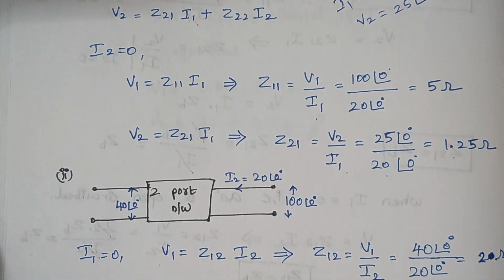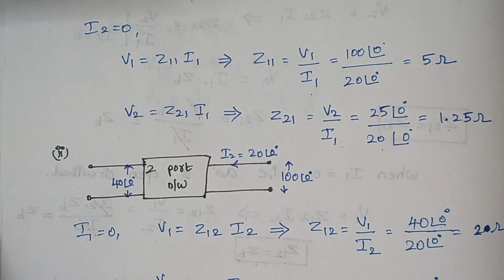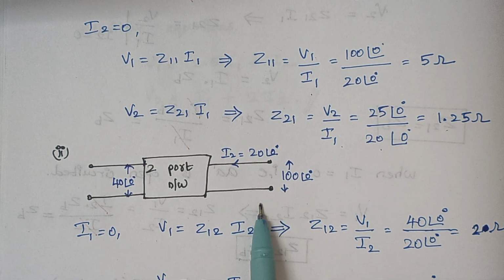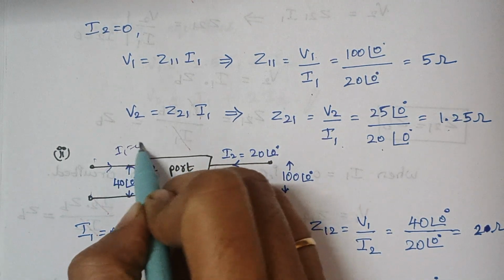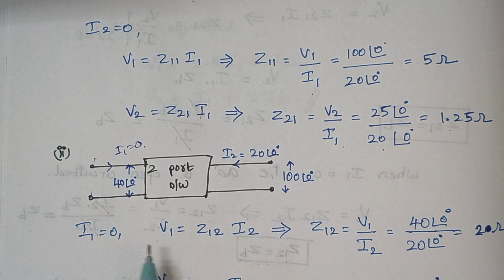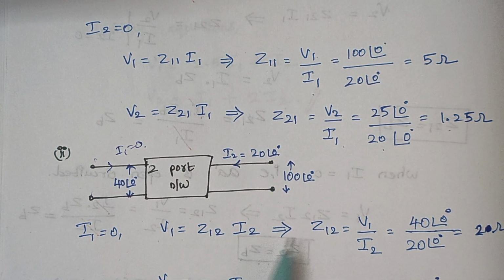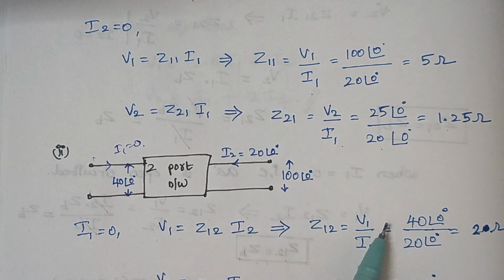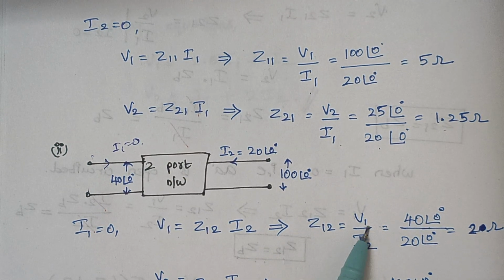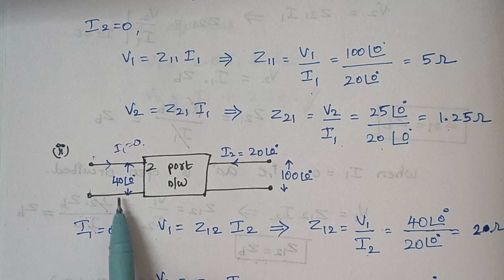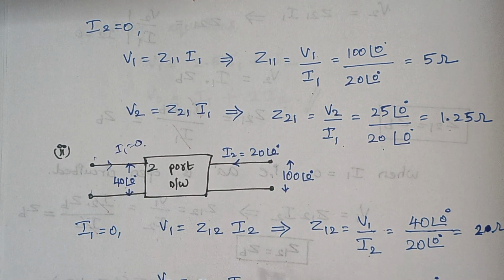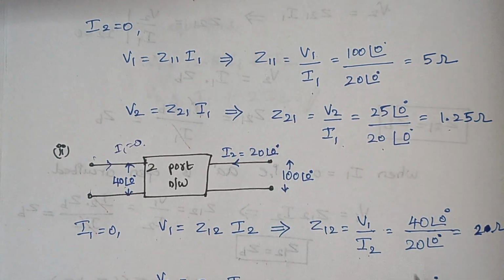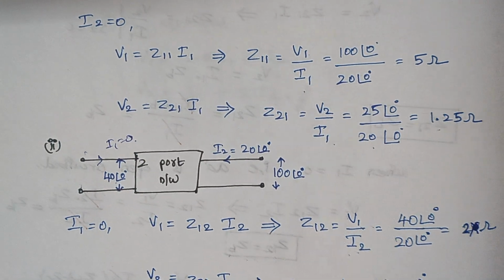Now we are going to calculate Z12 and Z22. Here it is clear, right? The input side is open circuited. So what about the current I1? I1 is 0. So when I1 is 0, V1 is Z12 I2. So Z12 is V1 by I2. Sorry, the voltage at the input port is 40. So 40 divided by the value of I2, which is 20. So here the answer is 2 ohms, right? Not 20. Here it is 2 ohms.